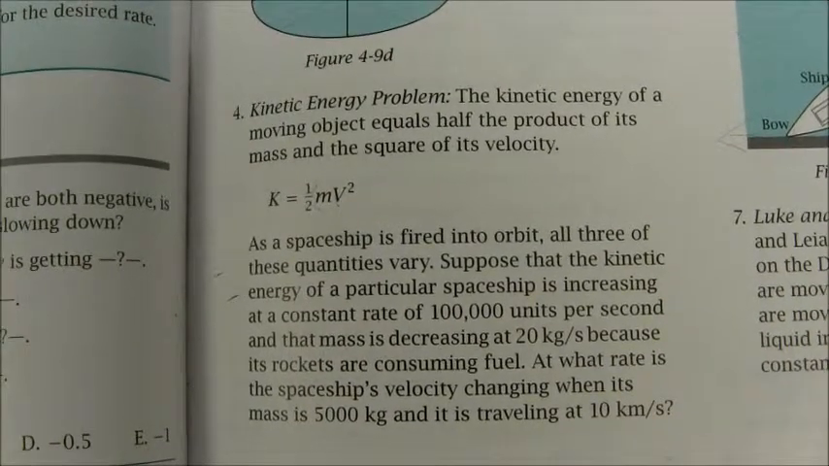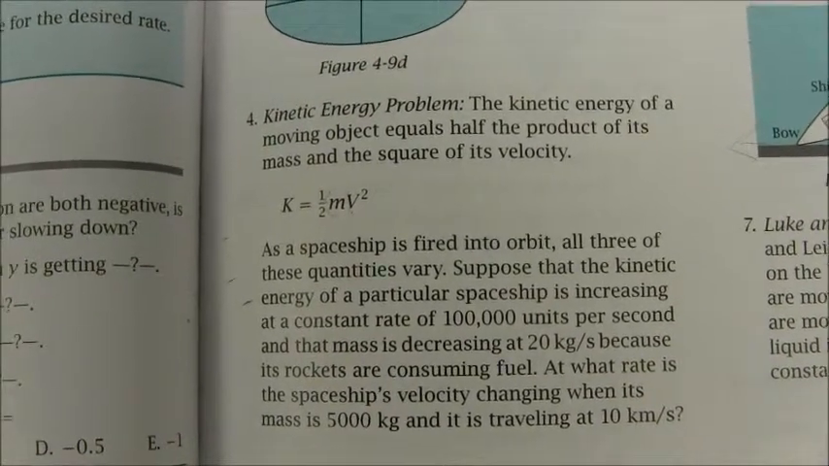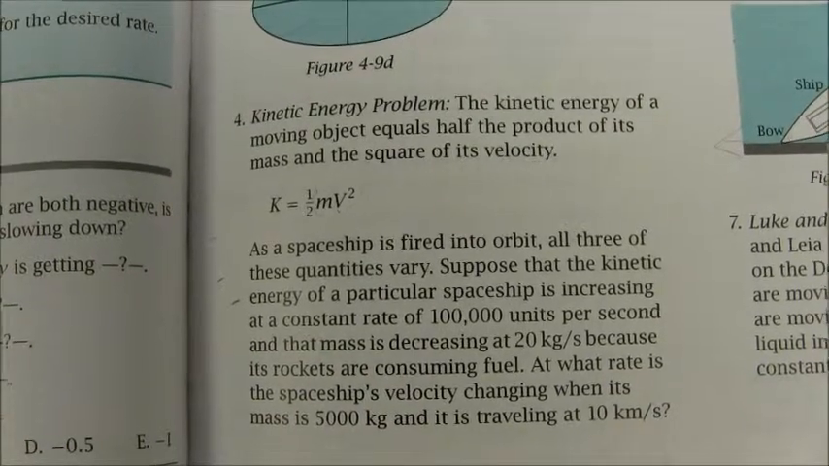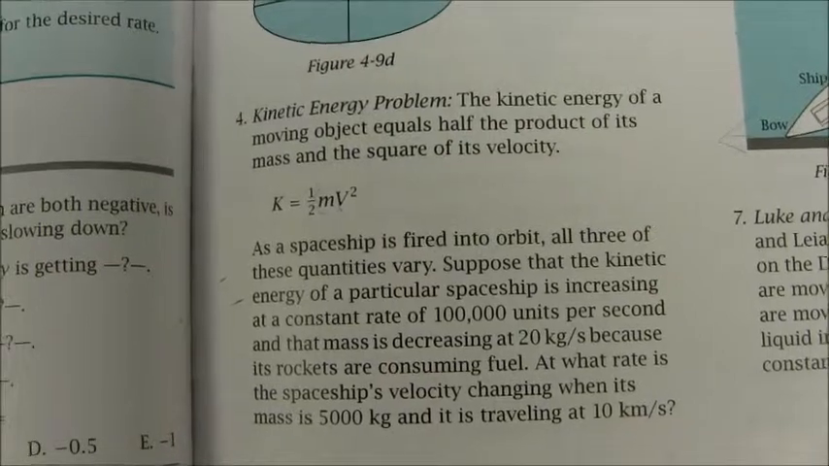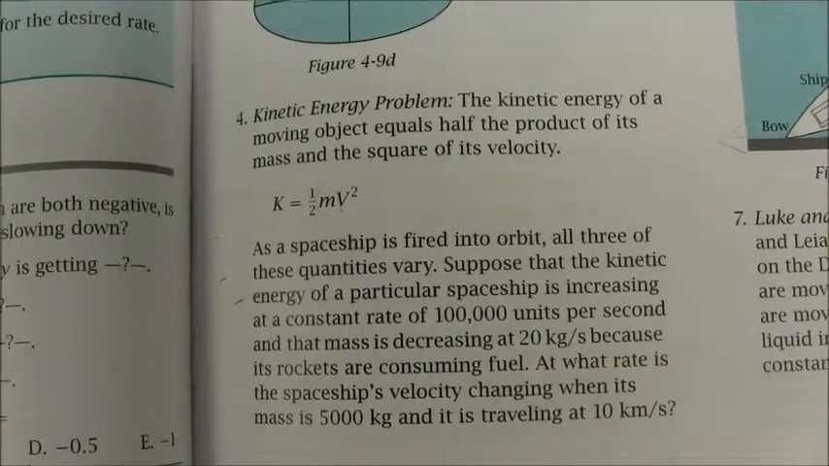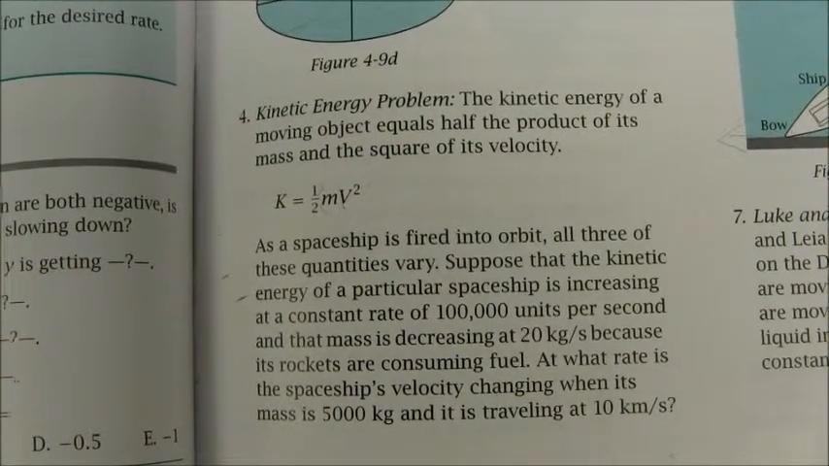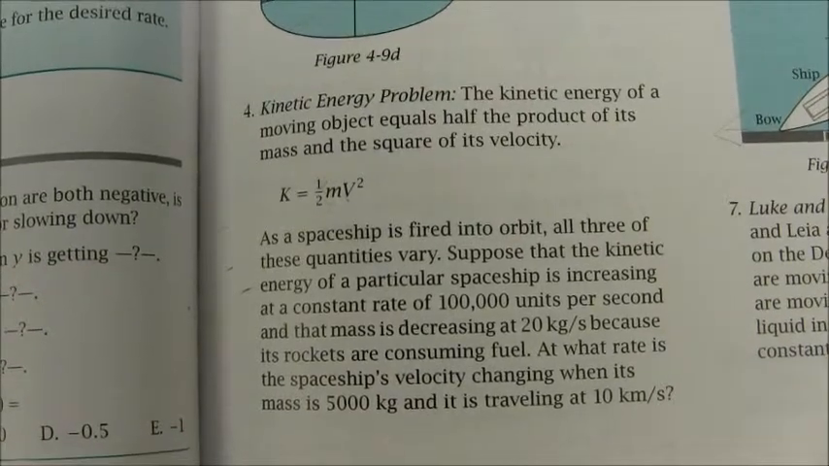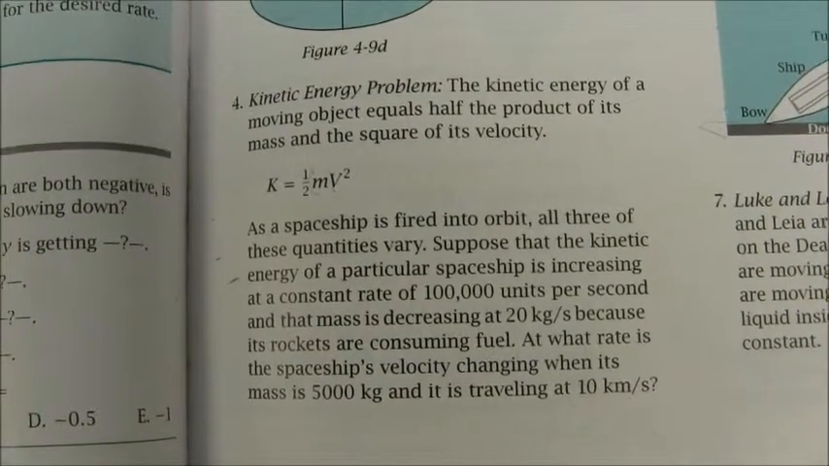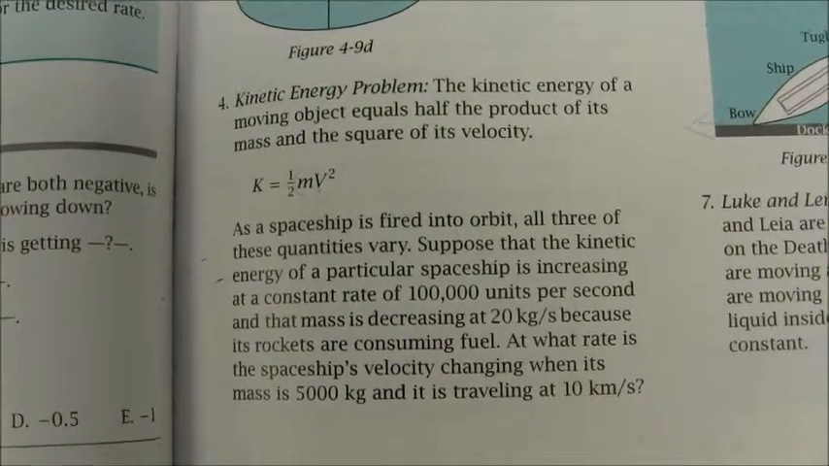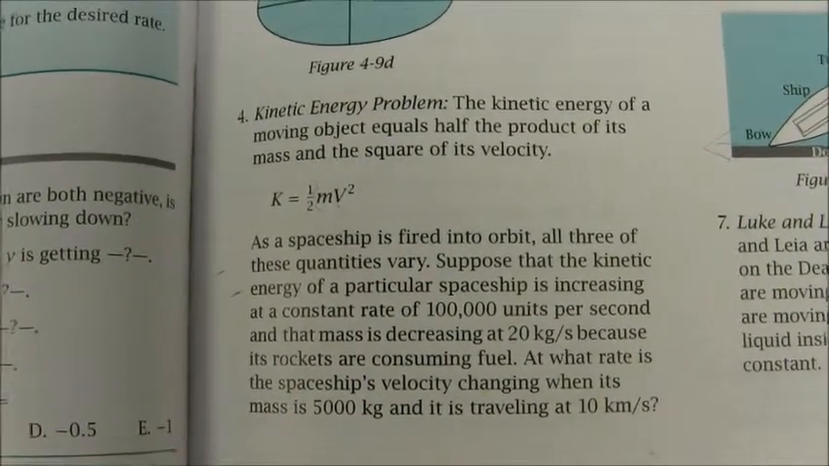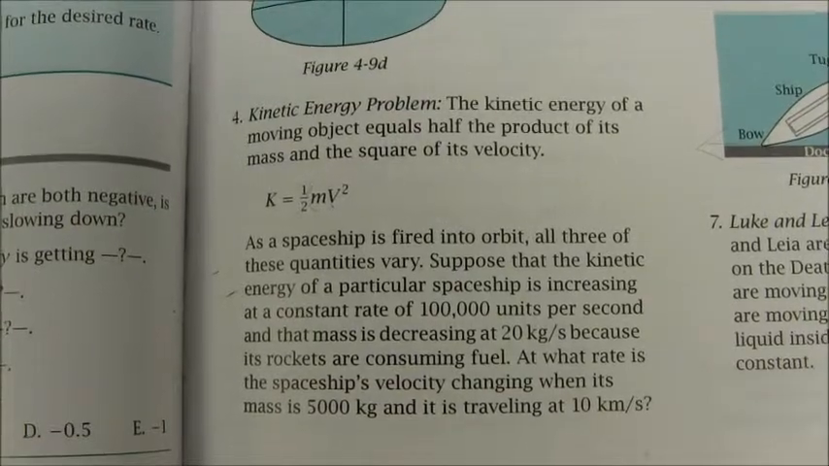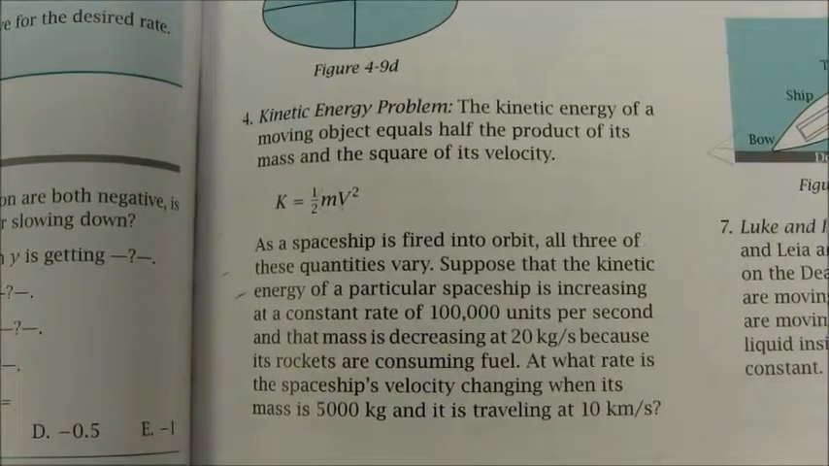It tells me that a spaceship is fired in orbit. The kinetic energy is increasing at a constant rate of 100,000 units per second. Mass is decreasing at 20 kilograms per second because of rockets consuming fuel. I want to know the rate that the velocity is changing when its mass is 5,000 kilograms and it's traveling at 10 kilometers per second. In this case, the equation pretty much takes care of everything as far as needing to draw a diagram goes.